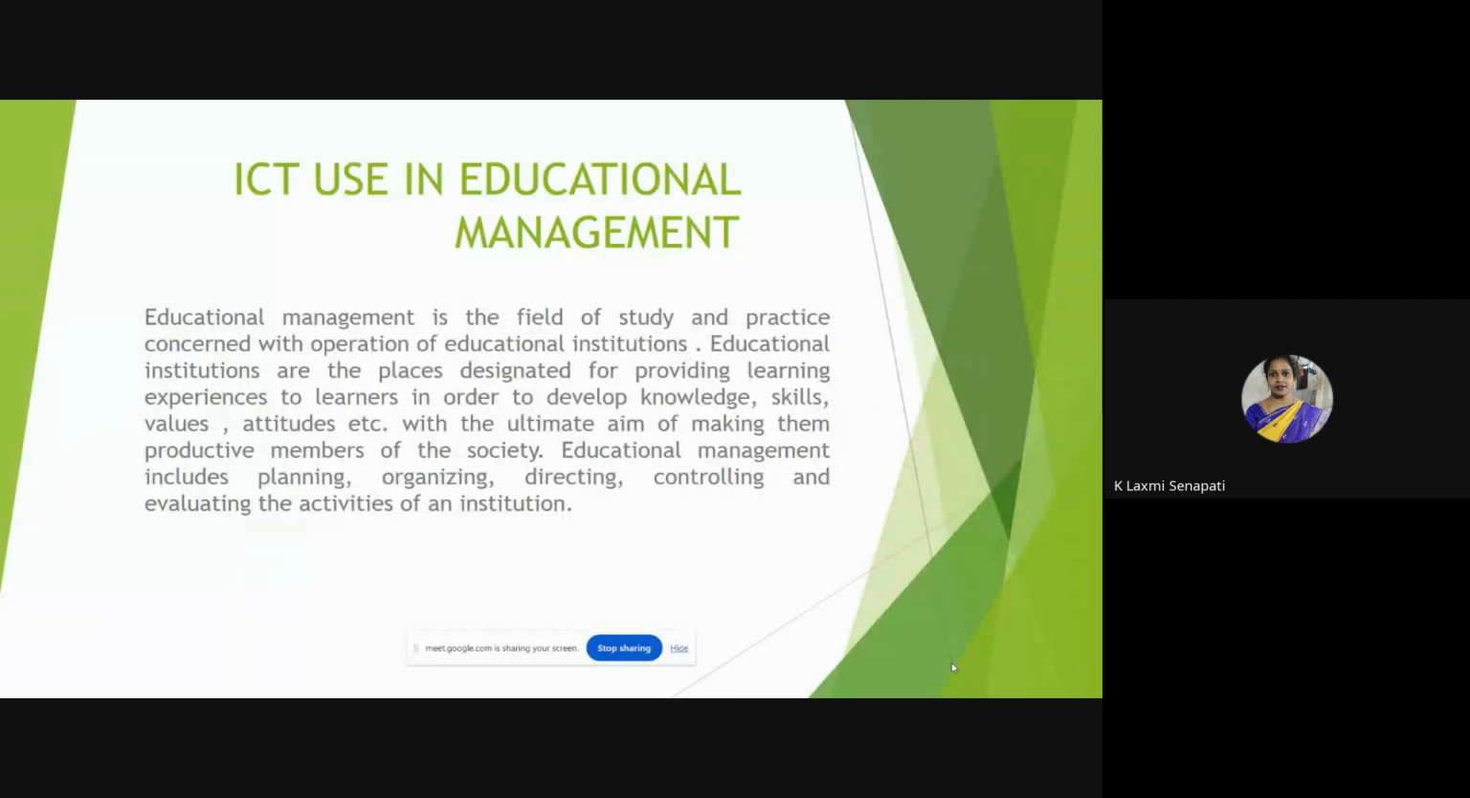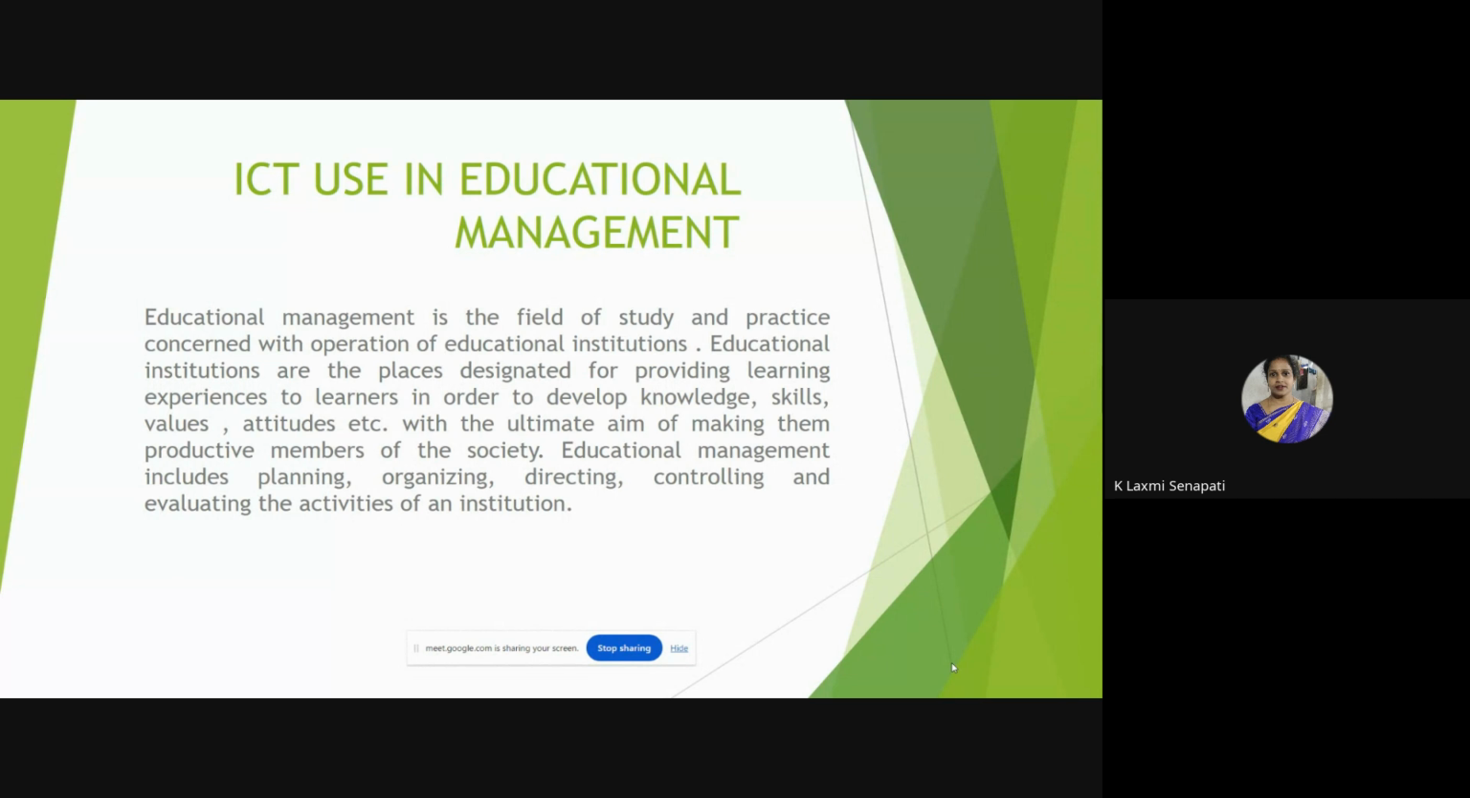Parents meeting is there, PTA is there, MTA is there, SMC members will be there, and anytime the CRCC or ABO or BO will come. For every aspect the teacher has to prepare, and also make a proper plan for that. In what way can I do my work in the best way? How can I do my work so that I can manage everything in a systematic way?